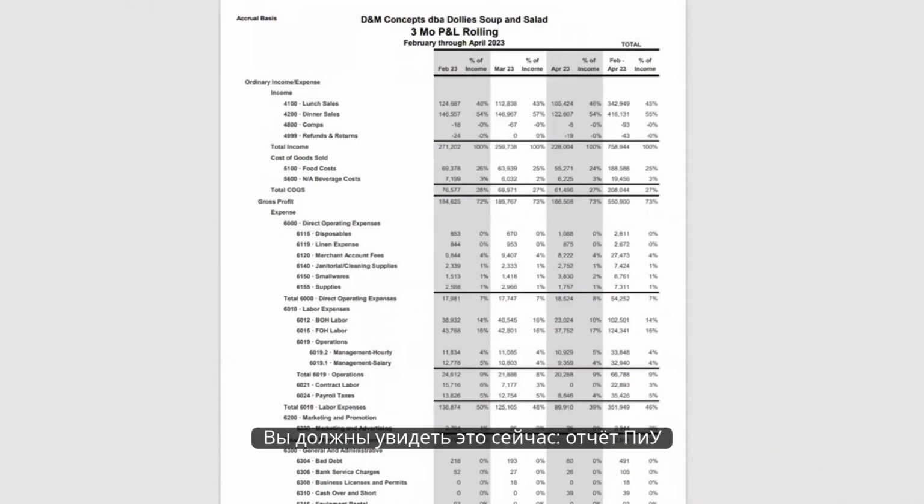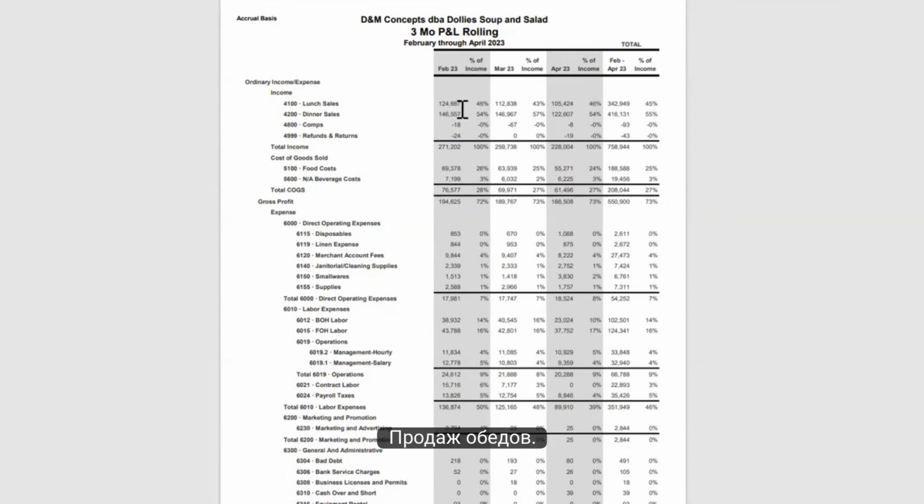All right. I'm going to show you an example of a P&L. So I'm going to share the screen, and you should be seeing a P&L now. As we look at this P&L, you will see at the top, this is a 3-month rolling P&L, February through April 2023, of a restaurant. Your P&L starts with your income, and it breaks into profit. So in this particular example, you have February of 23, March of 23, and April of 23, and it shows percentage of income.